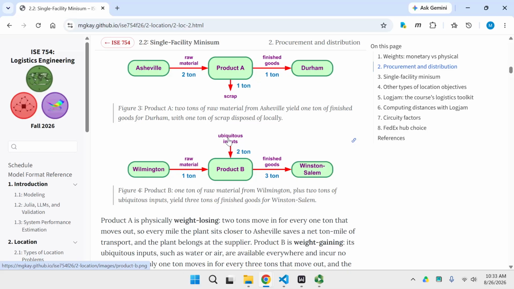Here we have 2 tons of the ubiquitous input that's added to the 1 ton of input, and we end up with then 3 tons of finished goods. So we have 2 different products. First question is, where should these 2 be located?